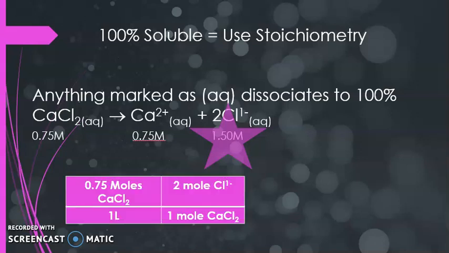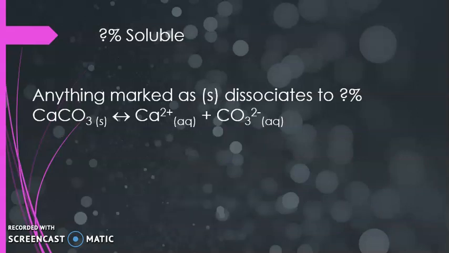Just so you can see that stoichiometry, if I take the starting molarity of 0.75 moles of calcium chloride per 1 liter and exchange moles of calcium chloride for moles of chloride, you can actually see mathematically how that changes the molarity of my anion chloride. Now let's take a look at the solutions that are not 100% soluble, say something like the calcium carbonate.